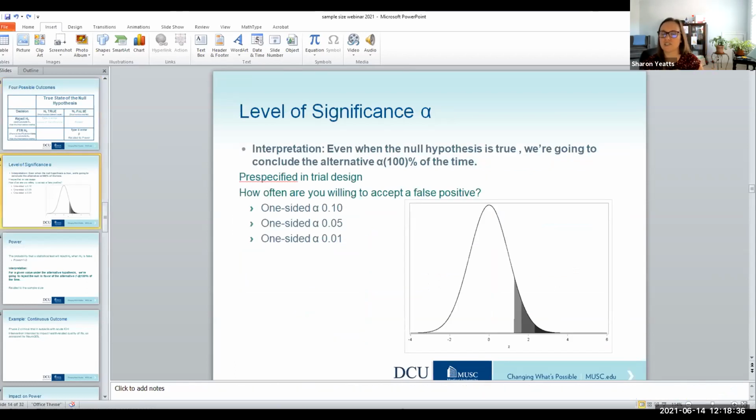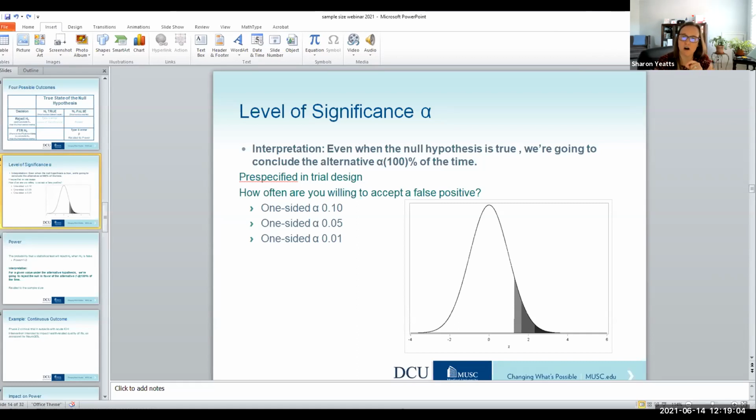Okay, so the level of significance, we'll start there. And I think most people are familiar with this concept. So the interpretation of the level of significance is that even when the null hypothesis is true, we're going to make a mistake and conclude the alternative alpha times 100% of the time, okay? So we pre-specify this in the trial design stage. That's very important because it affects our sample size.